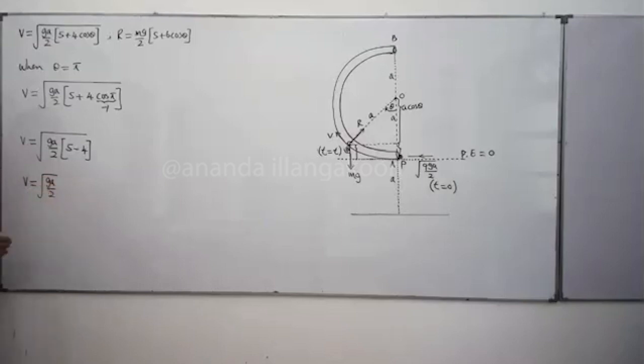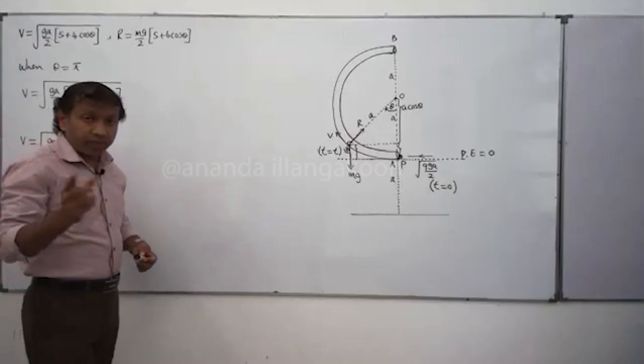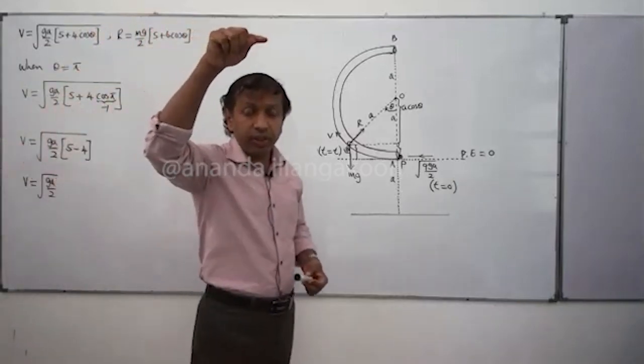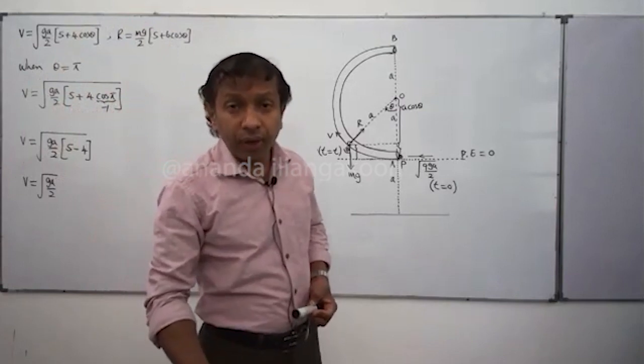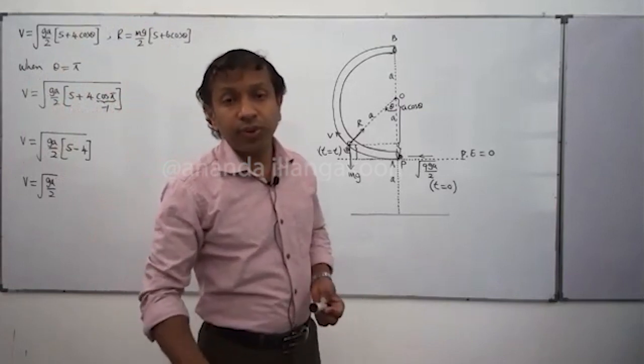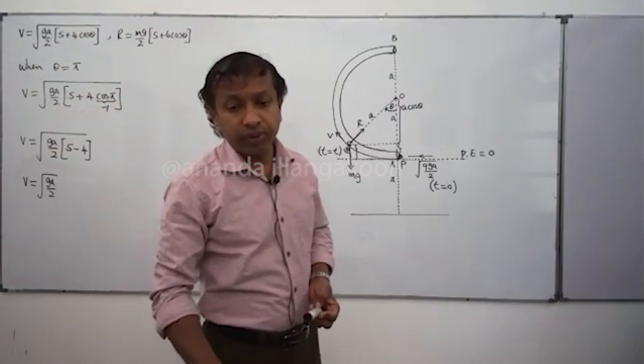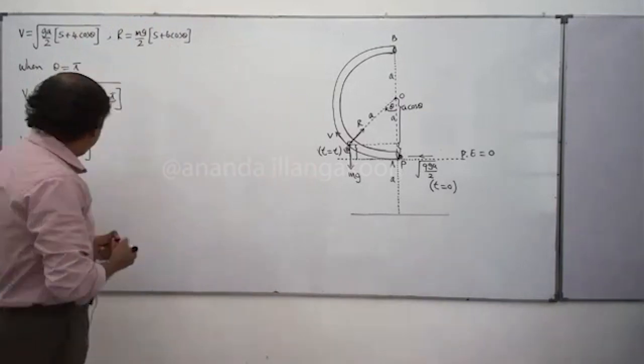Then we get V equals root GA by 2. You can very clearly understand, people, that this is a positive figure. Then we can find a root for that. Then this V exists. That means when theta equals pi, that means at the highest point B, the particle has a real value for its velocity. That says the particle reaches the point B. Understood? All right. This is a real value.